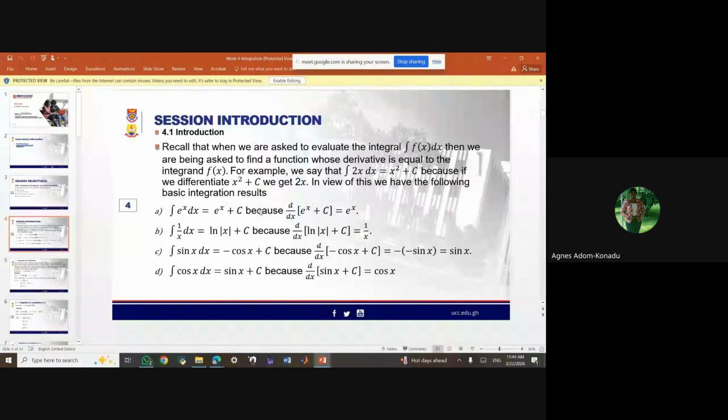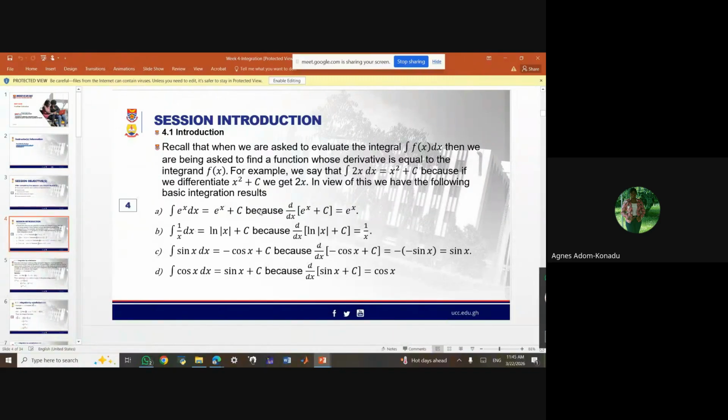When we are asked to evaluate the integral of f of x dx, then we are being asked to obtain a solution whose derivative is equal to the integrand. For example, we say that the integral of 2x dx is x squared plus c, because if we differentiate x squared plus c, we are getting 2x.